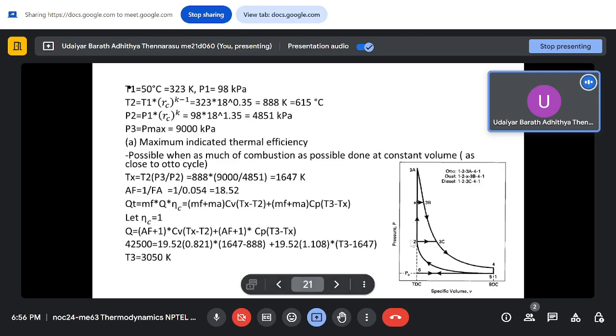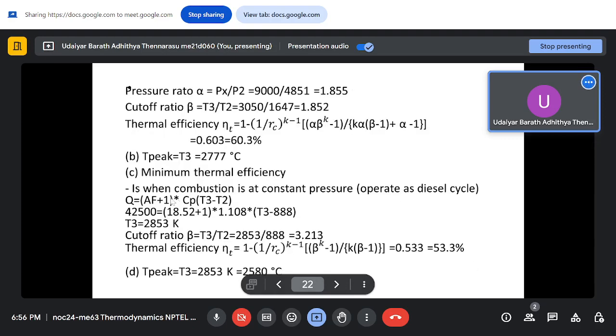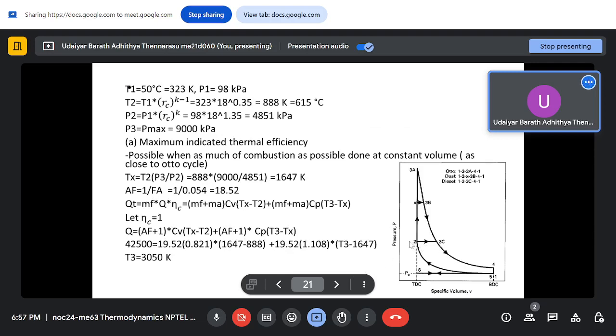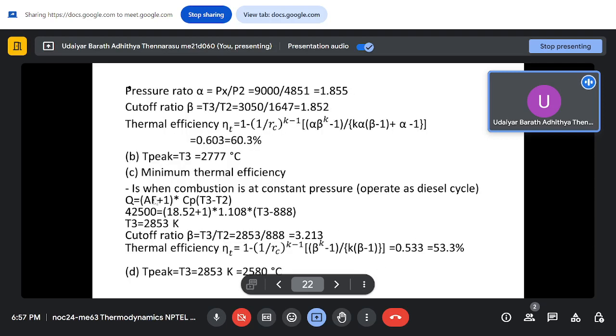Now the minimum thermal efficiency in this case you will get is in the diesel cycle, which is 1, 2, 3C4. Similarly, you can find that in this case your heat addition is at constant pressure, so Q is nothing but m dot times AF plus 1 into Cp into T3 minus T2. Substituting this, you can find T3 as 2853 Kelvin. And similarly, you can use the efficiency formula directly for a diesel cycle, which is expressed in terms of cutoff ratio.